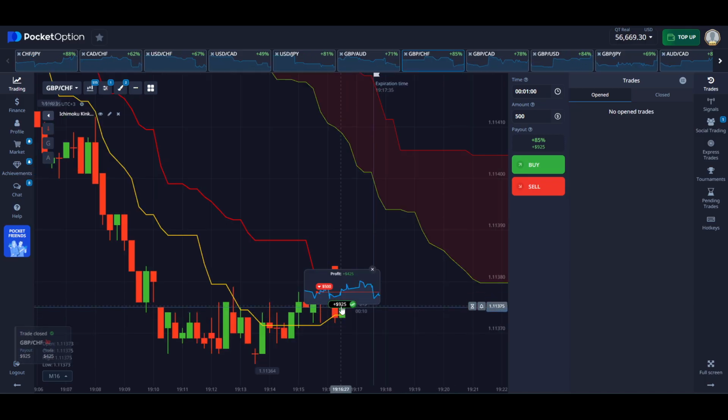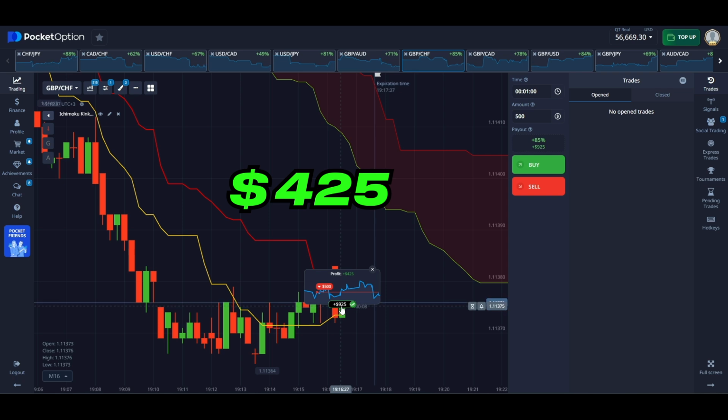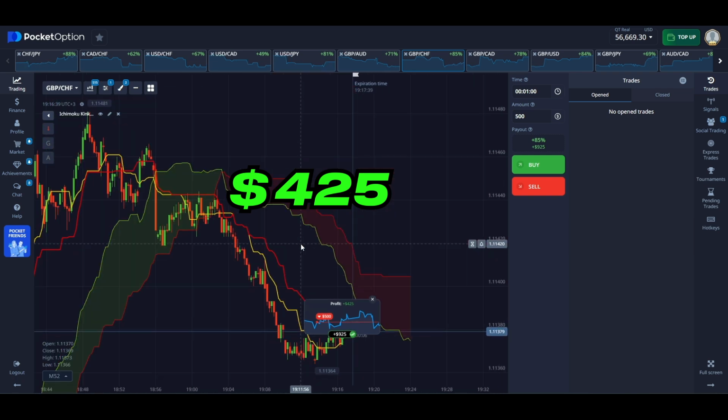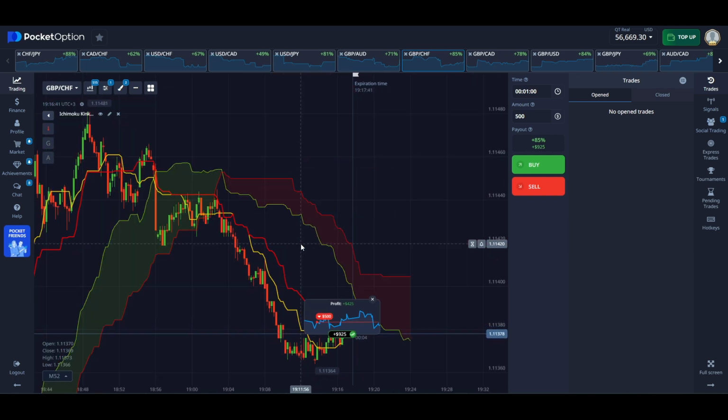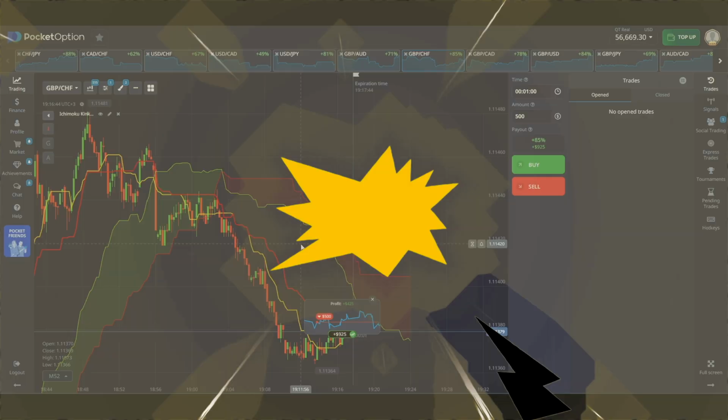And as you can see, the first trade brings me a profit of $400. Not a bad result. So let's talk right away about where to add this indicator and how to set it up.